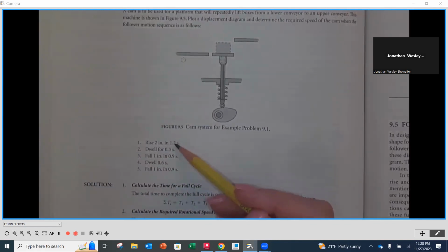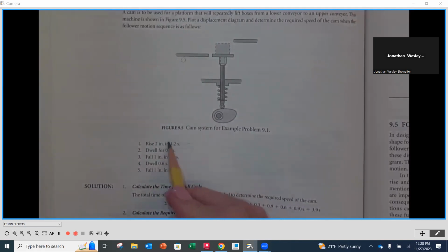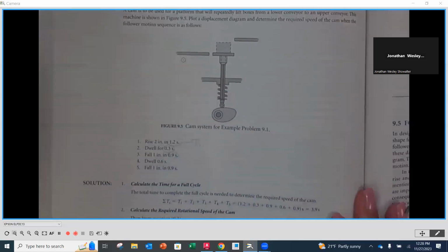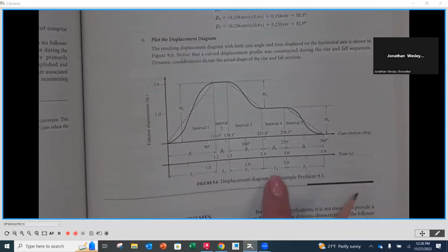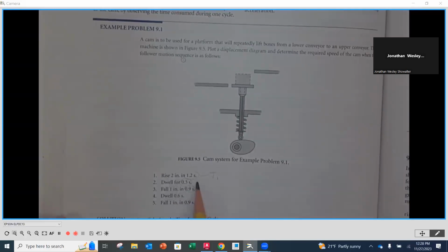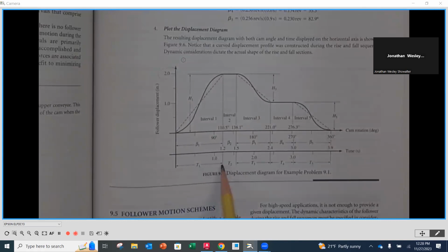So as we look here, we're actually doing 5 distinct motions within 1 revolution. And each one of those is during a prescribed time. So those T's, T1, for instance, is the very first motion that we have. That's how long it's going to take us in the full 360 degrees to do that rise of 2 inches. Then you're going to notice that we dwell for 0.3. That's going to be our T2. So if we go over here, right after T1, there's T2.